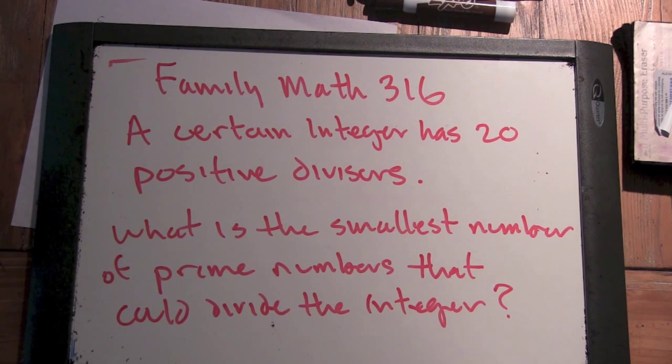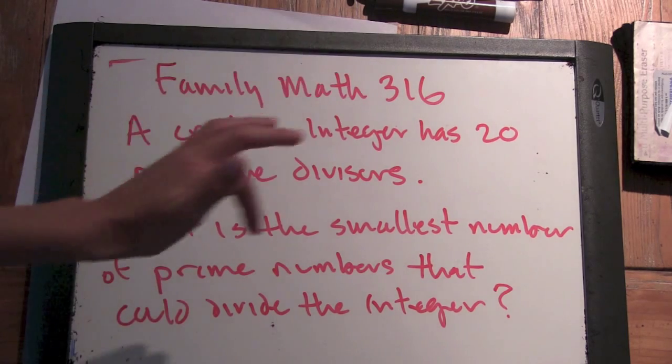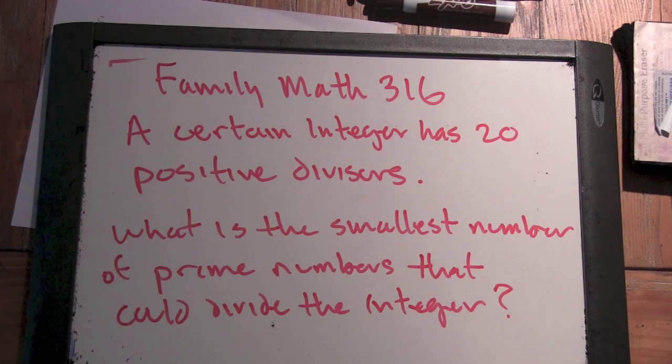Why do we need 2 primes? We could have a prime to the 19th, and then we would have 20 choices for one bucket. Very good. Well, it's the smallest number of prime numbers. It can't be a square, is what I meant to say. This number can't be a square of another number.